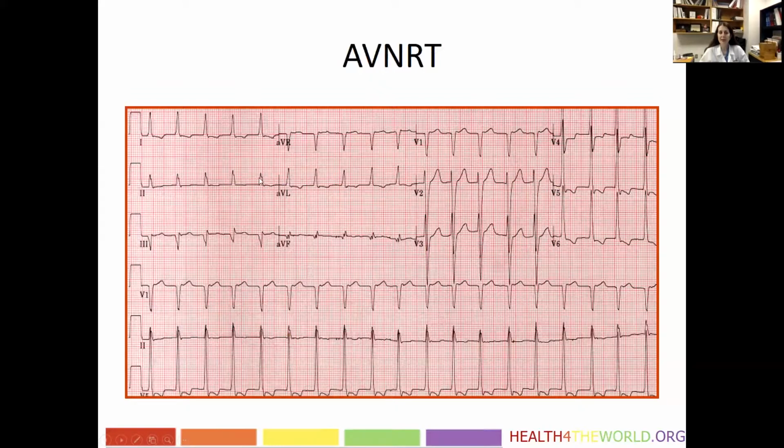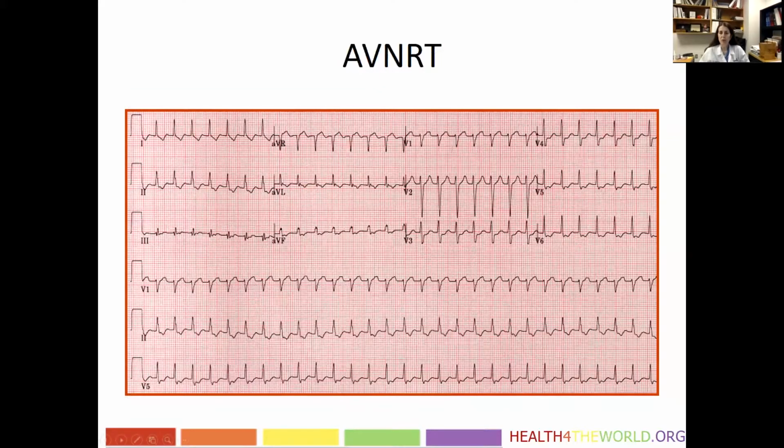But what do we see here? We see a narrow complex tachycardia, regular, at a rate, as we discussed, of about 120 beats per minute. And the next thing that I look for is to try to see a P wave in any of the leads. And really here, it's very hard to discern any P wave, but maybe a little R prime at the end of the QRS in this lead, which makes it really a typical EKG for AVNRT.